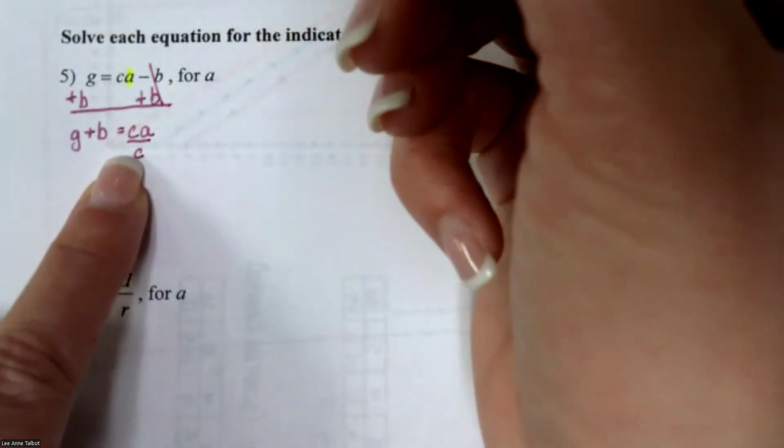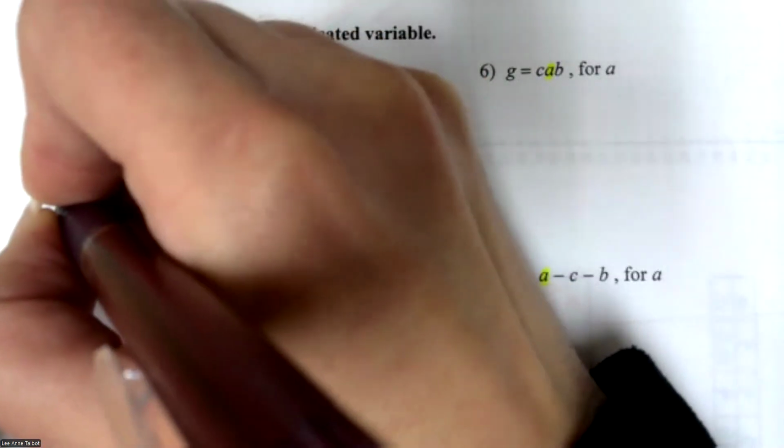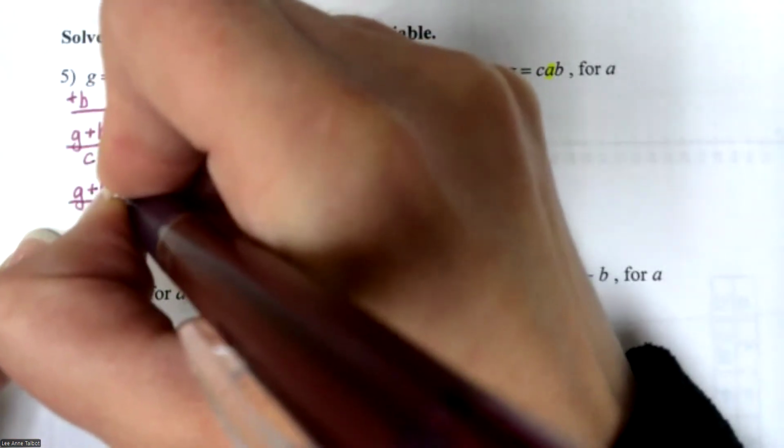Okay, now this is multiplication. So I'm going to divide by C. And the reason I'm dividing by C is because that's the thing I want to get rid of. So G plus B over C equals A.